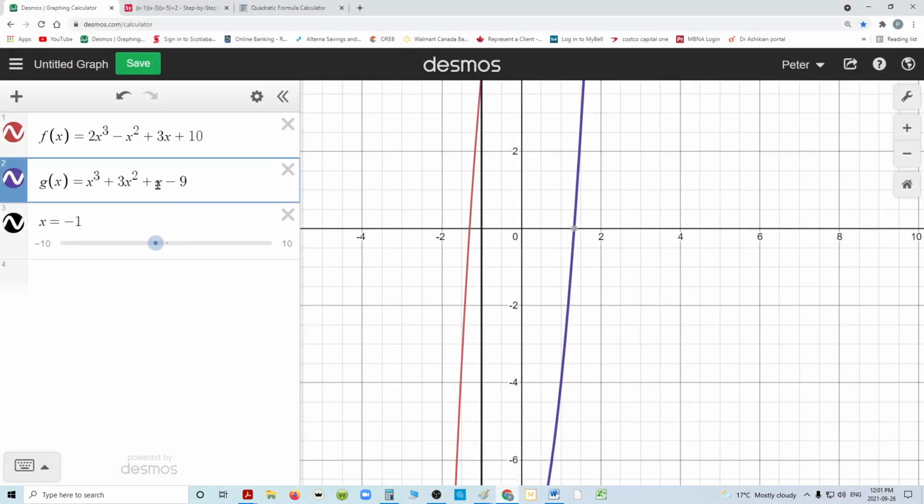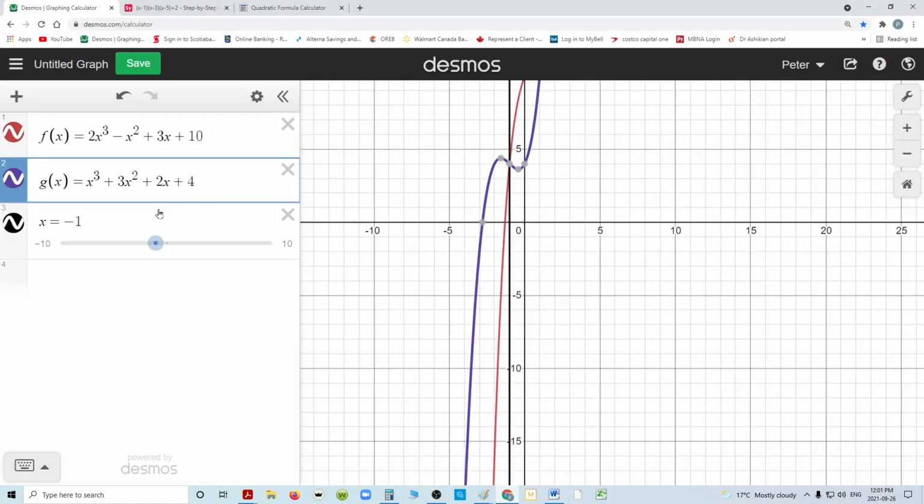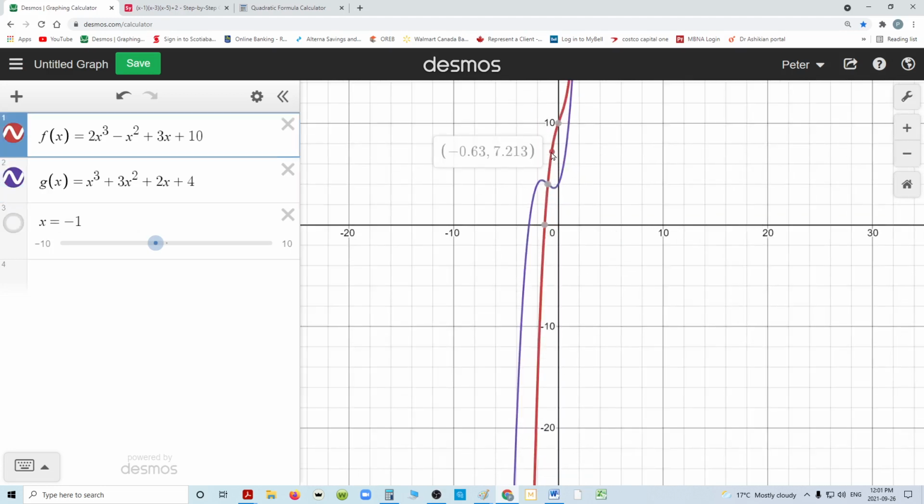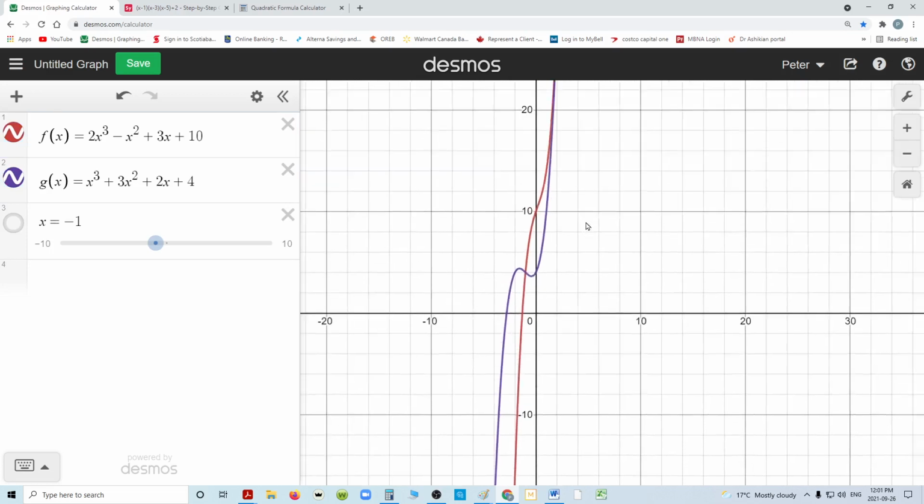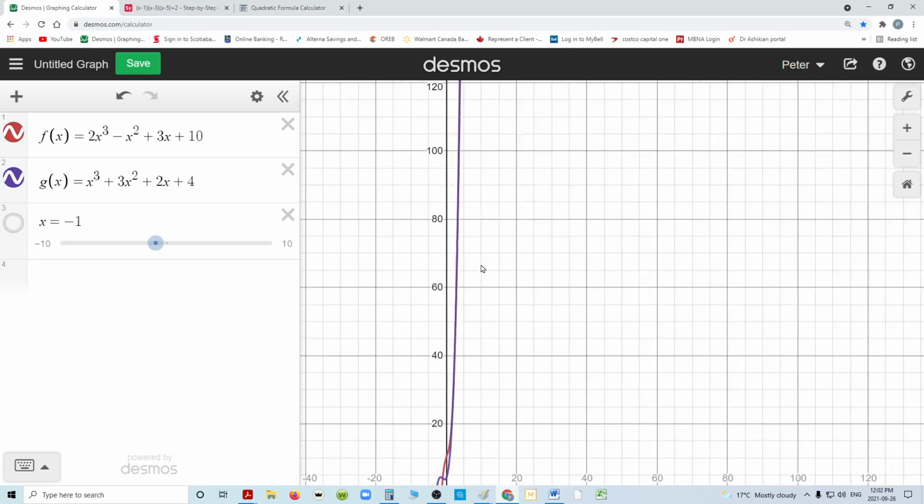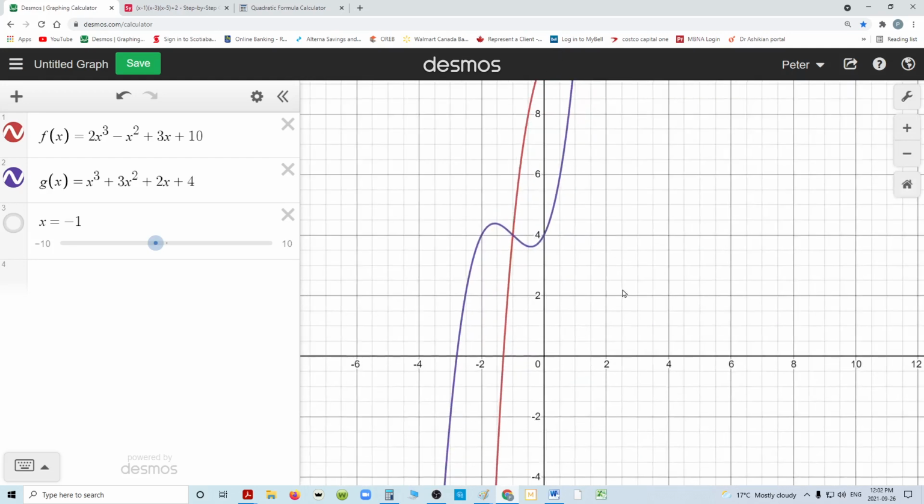Plus 2x plus 4. Okay, and clearly enough, I'll just get rid of this x is equal to minus 1. We can see the red graph is above the purple graph there. Then the purple graph seems to take over. And then somewhere the red graph takes over again, or the other graph takes over again.